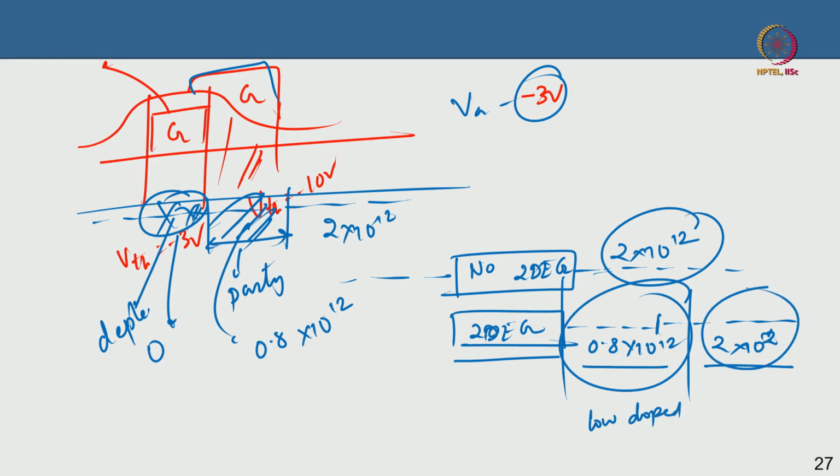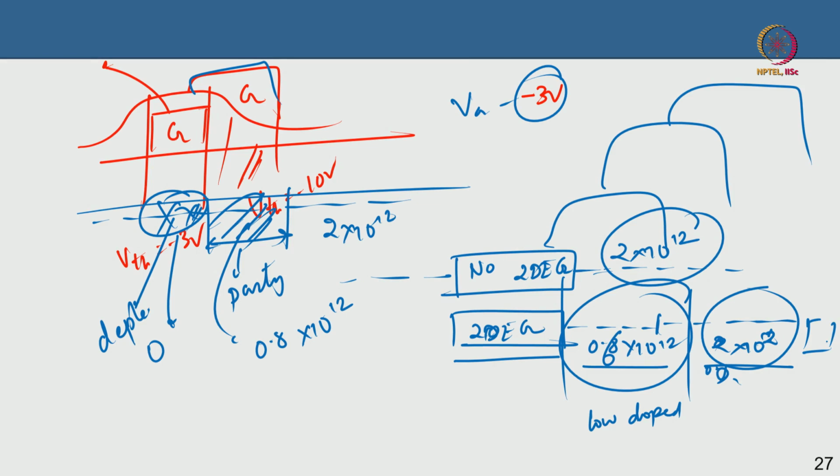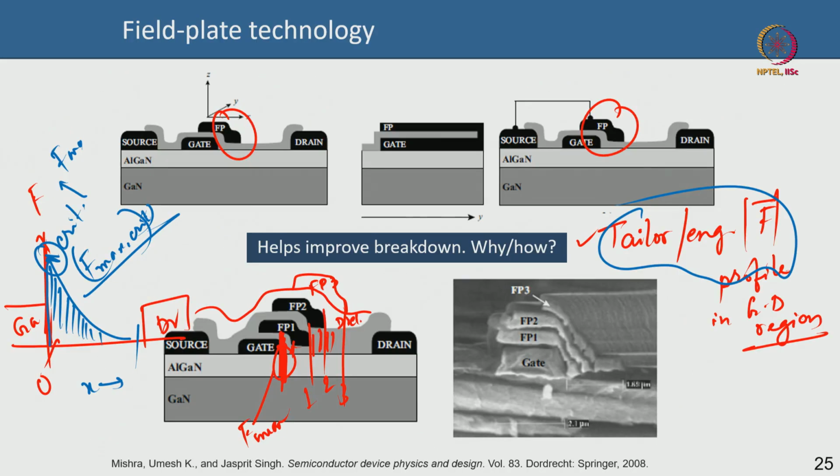This part is more difficult. That is why, if you have multiple field plates, field plate 1, field plate 2, field plate 3, then you have more freedom. Like this could be 0.6 into 10 to the power 12, this could be 0.9 into 10 to the power 12, then beyond that 1 into 10 to the power 12, then 2 into 10 to the power 12. So you have a 2D electron gas density which is gradually increasing. Okay. So you are able to gradually push the breakdown voltage more and more, instead of suddenly depleting 2 into 10 to the power 12, you are gradually increasing the doping. So breakdown improves. This is the qualitative picture of the field plate helping the breakdown voltage improve.